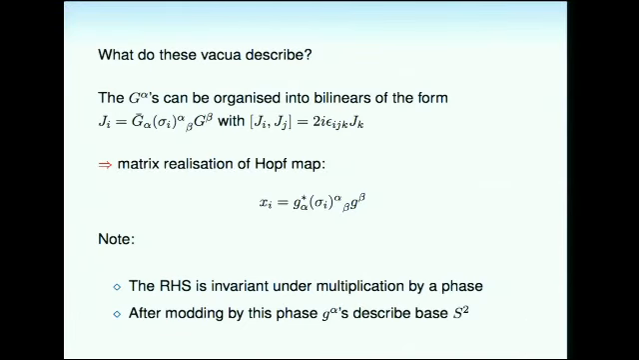If you stare at this a little bit longer, you realize that this is nothing but a matrix realization of the Hopf map. So the Hopf map usually is a projection from the coordinates on S3 to the coordinates on S2. And of course you see that the way that these expressions appear here is identical. This is just a matrix version of this.